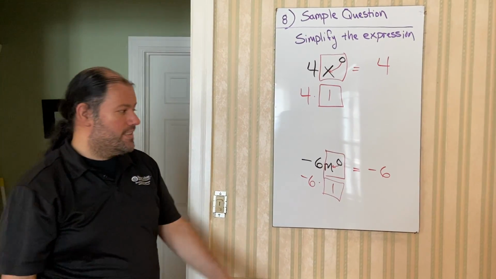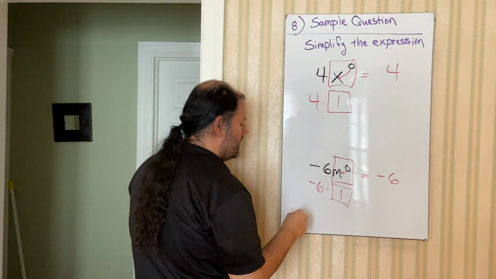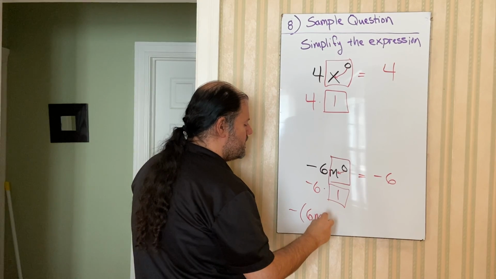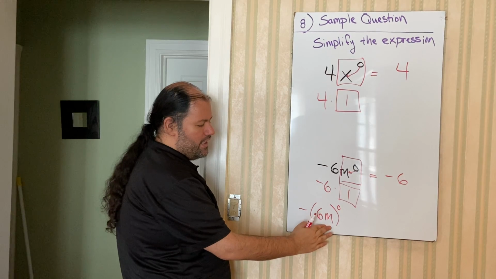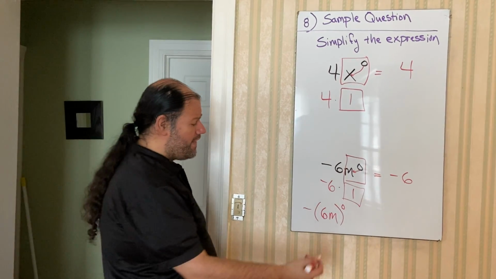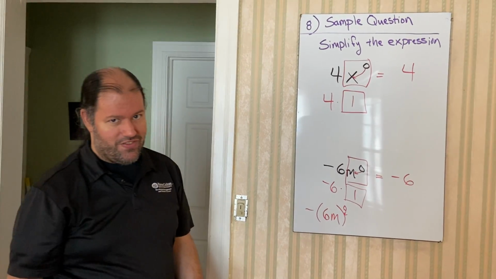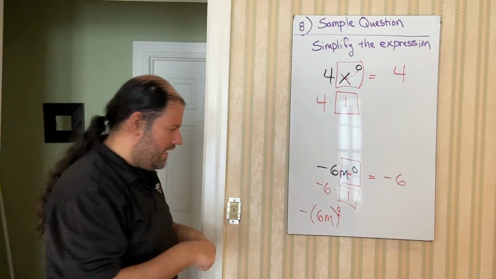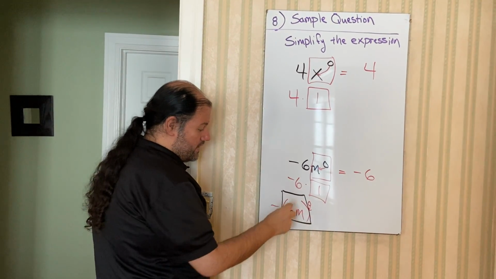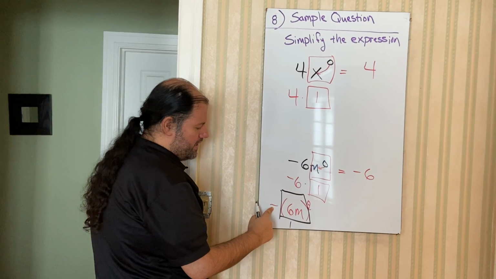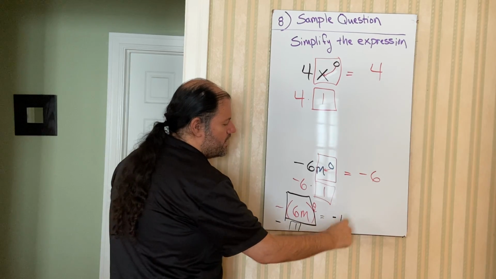If I wanted this 0 to apply to more than one item, you'll see me use parentheses. If I want it to apply to the 6 as well, but not to the negative, then I would write it like this. And see how the 0, the first thing it touches is a parentheses. So that means this whole base is a set of parentheses. So this whole thing becomes 1, but this negative is on the outside. So then it becomes -1.